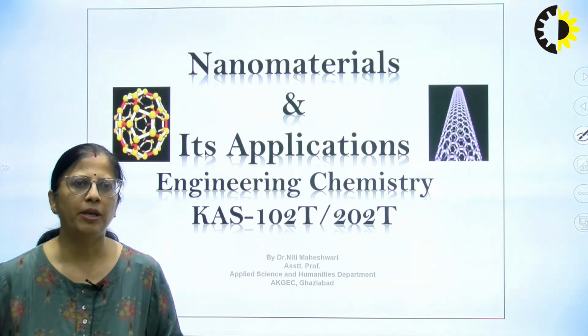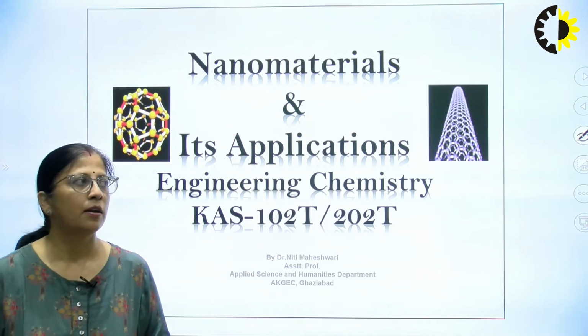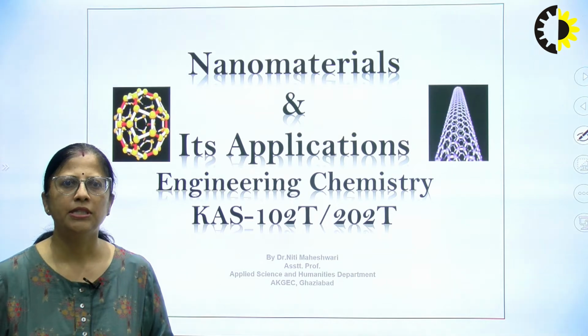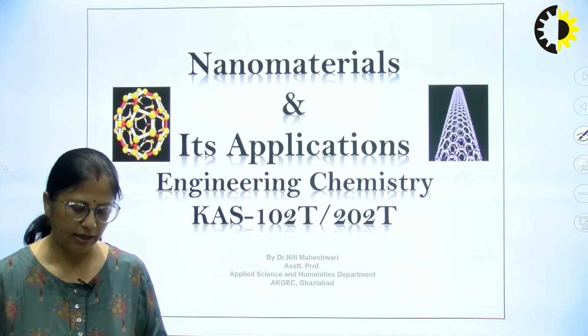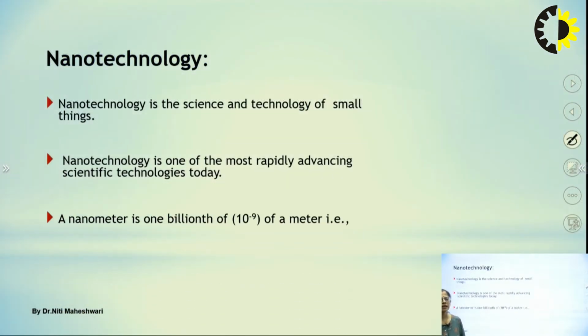Now, this topic is related to engineering chemistry, code being KS102T and 202T. Coming first to what exactly we mean by the term nanomaterials. Nanomaterials are those materials whose size is of the order of the nanoscale. Nanoscale means of the order of 10 to the power minus 9. And the application of these nanomaterials in the latest technologies is termed as nanotechnology.